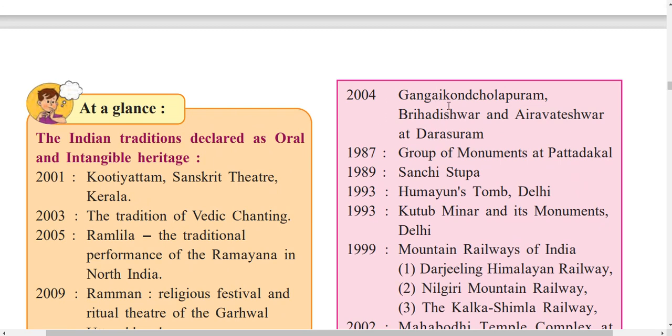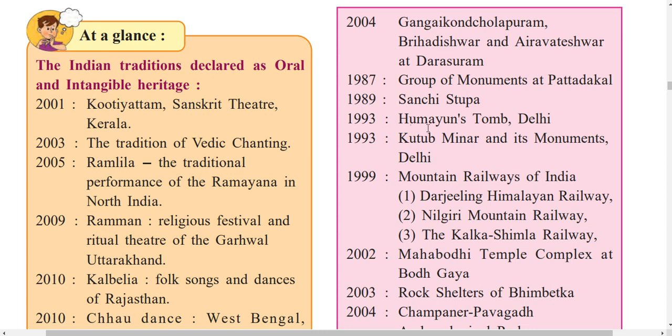2004 Gangaikonda Cholapuram, Brihadishwara and Airavadeshwara at Darasuram. 1987 Group of Monuments at Pattadakal. 1989 Sanchi Stupa. 1993 Humayun's Tomb, Delhi. 1993 Qutub Minar and its monuments, Delhi. 1999 Mountain Railways of India.